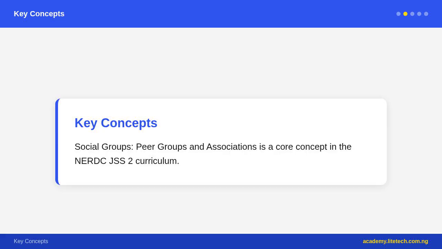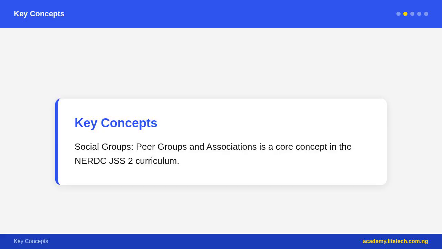Now let us study peer groups in detail. A peer group is a social group made up of individuals of similar age, social status, and shared interest. Peers are equals, they have roughly the same level of experience, authority, and social standing. Peer groups are most influential during childhood and adolescence.